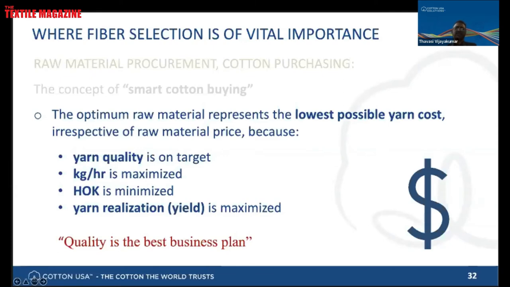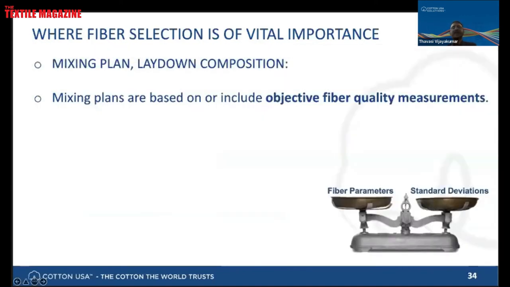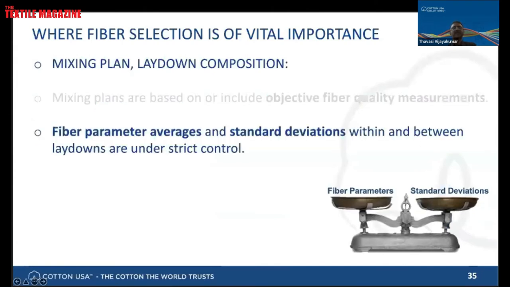And I have noticed many times, to increase the strength of the yarn, people increase the knot. But instead, if they select the right cotton parameters, this can be eliminated. So laydowns are prepared based on cotton parameters. Accurate fiber quality measurement is needed to use the parameters in the laydown. Average and CV values of all critical parameters are decided based on the end product. Average and CV values within and between laydowns should be under control.